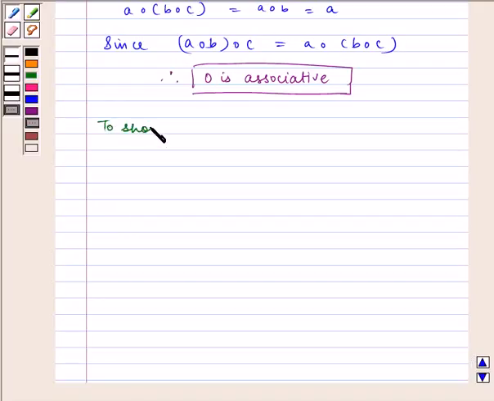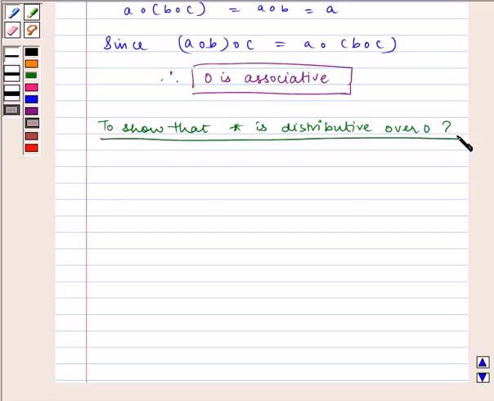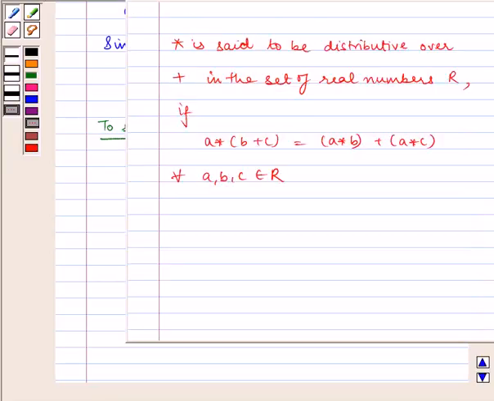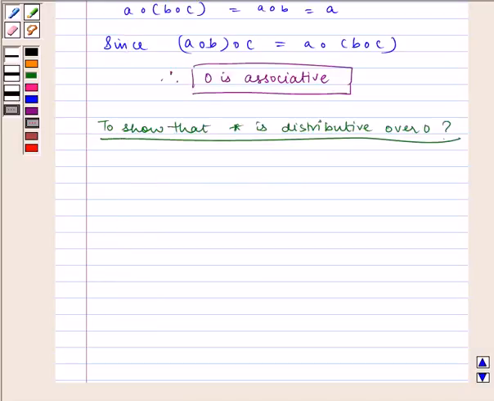Now, to show that star is distributive over O, but before proving it, let us understand what is distributivity. A star is said to be distributive over plus in the set of real numbers R if A star (B plus C) is equal to (A star B) plus (A star C) for all A, B, C belongs to R. Now, we'll solve it further. A star (BOC) is equal to (A star B) O (A star C). We have to prove this.